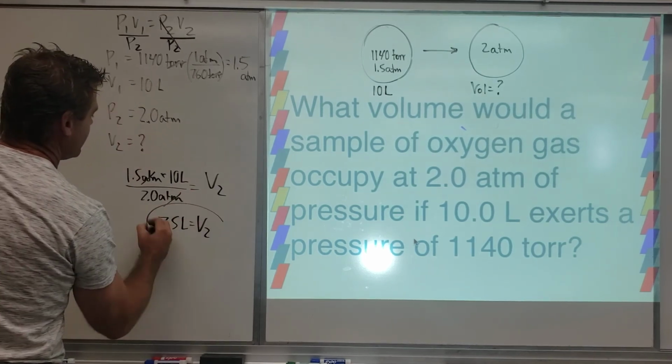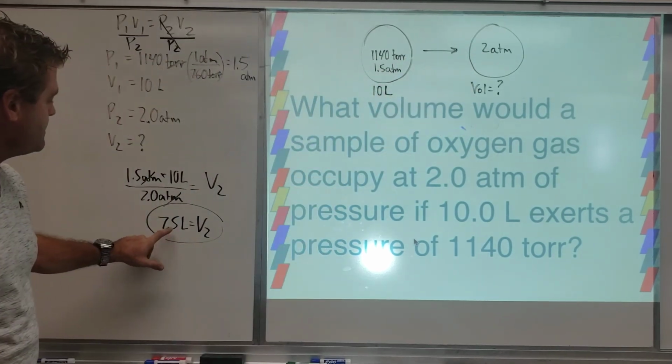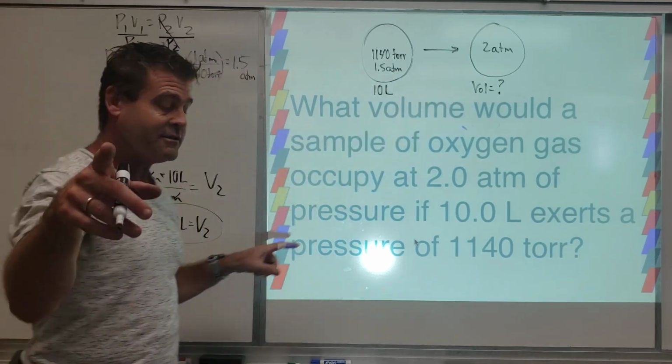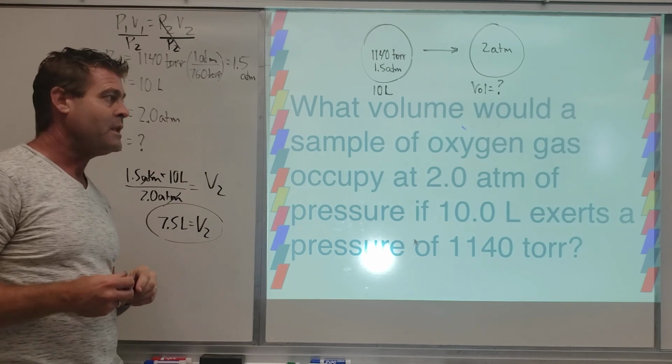What did I just figure out? For that gas to exert 2 atmospheres of pressure, the volume has to be reduced to 7.5 liters. And you see how this is consistent with what we expected with a reduction in volume.